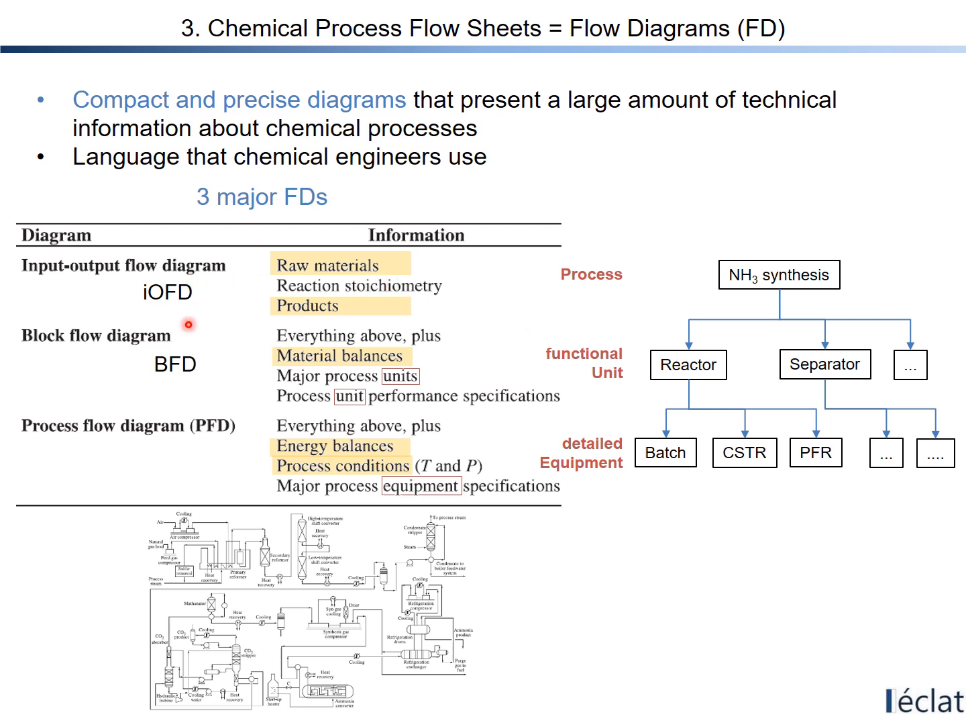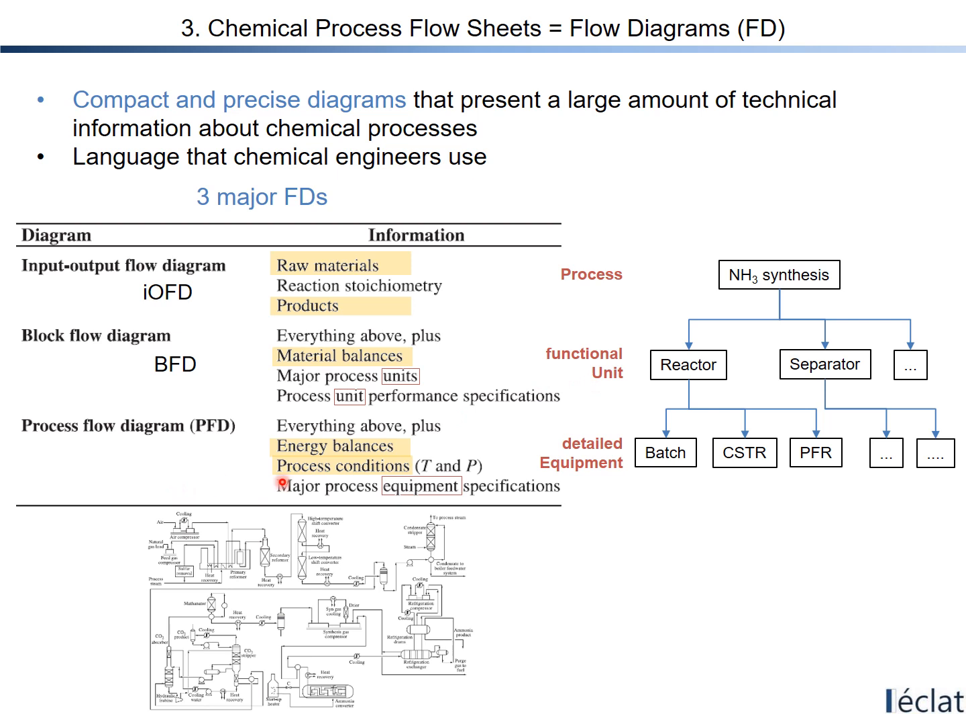Let's go to the next one, and the most popularly used one, the block flow diagram, which is at the unit level of the process. The information required for making BFD is everything above plus material balance equations, major process units, I have said unit, and process unit performance specifications. So BFD is to describe the process in terms of units.